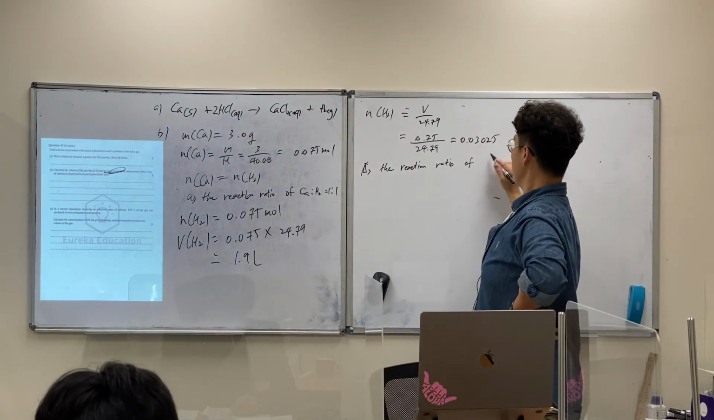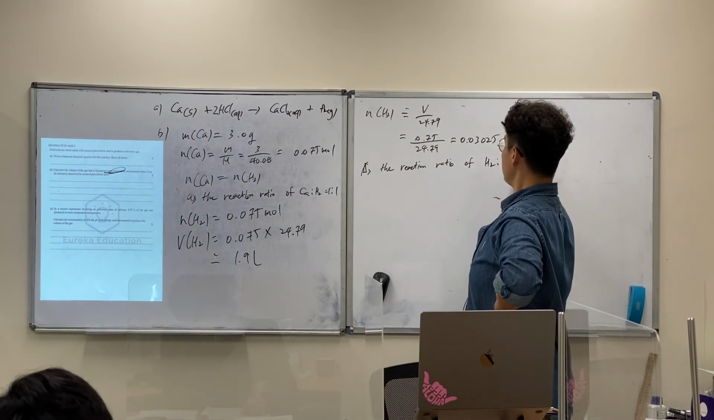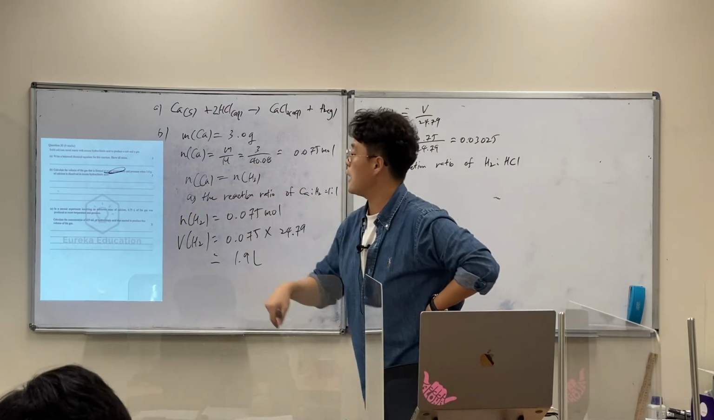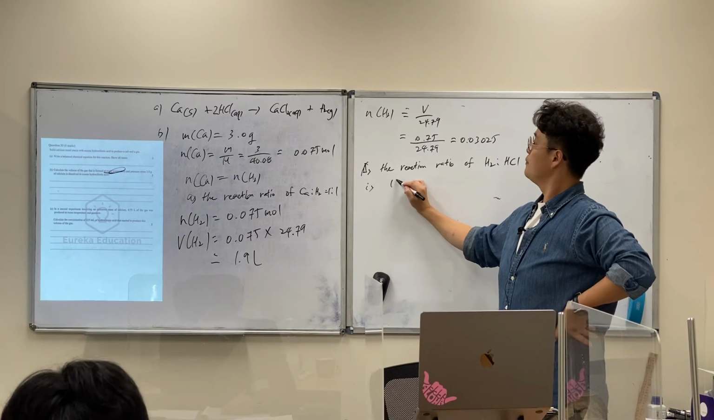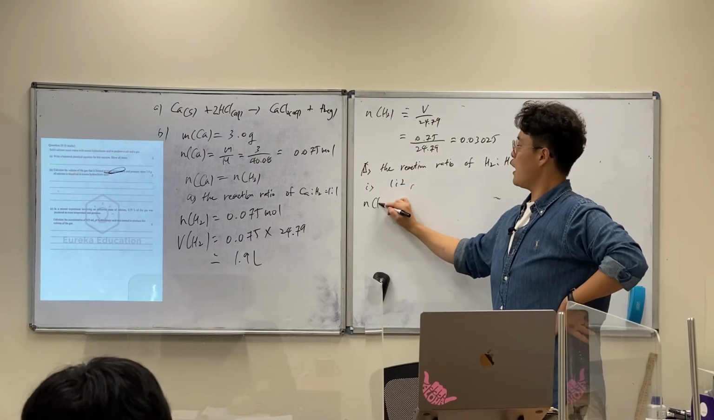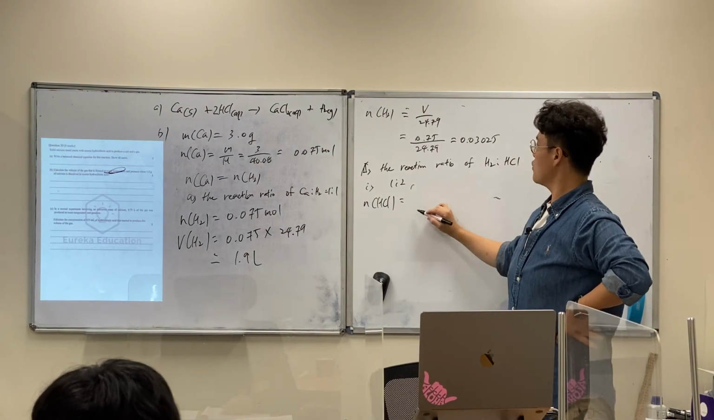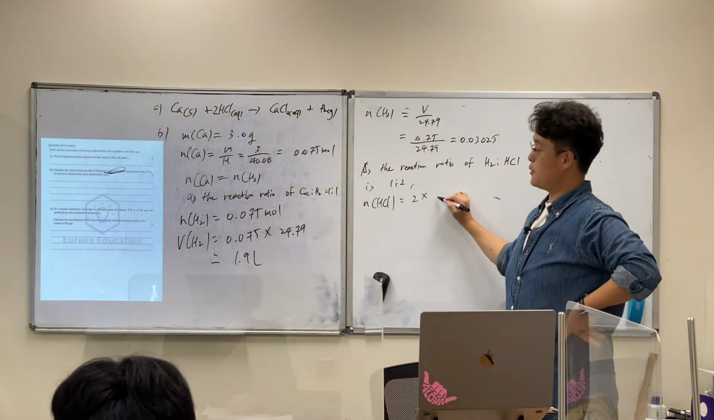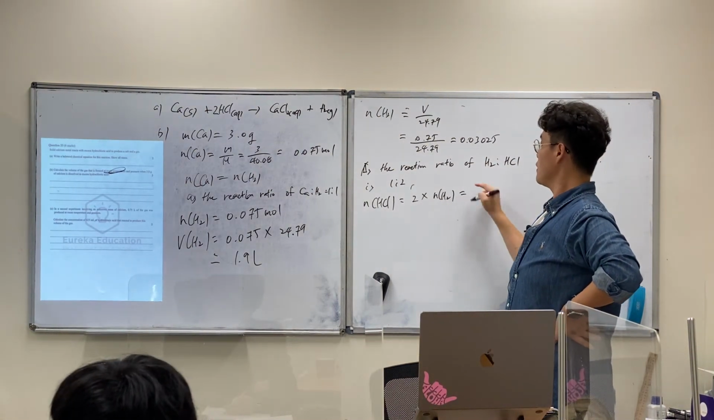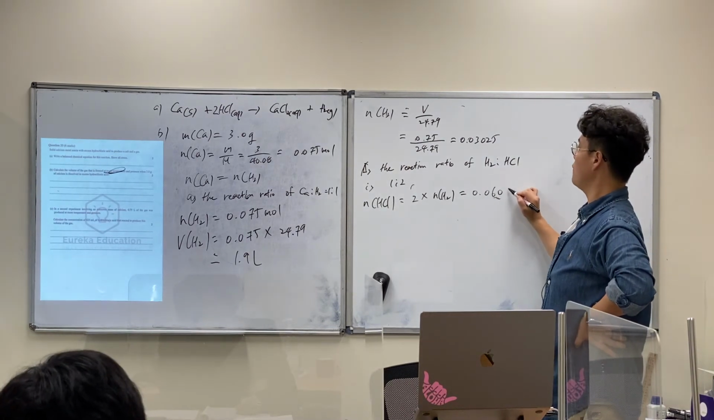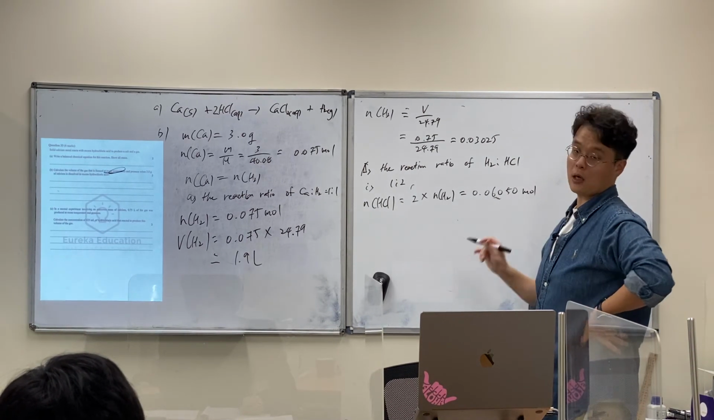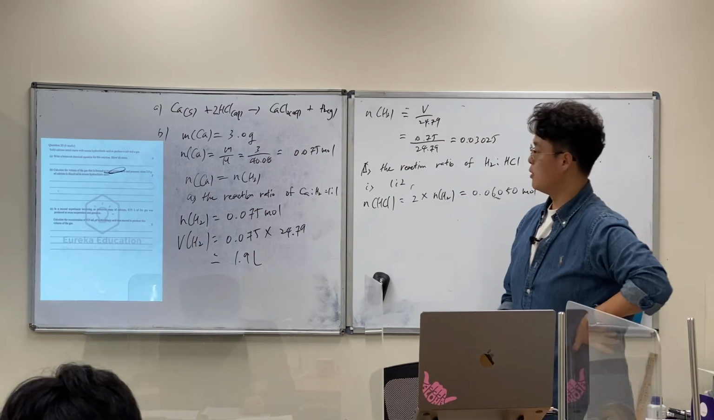Again, use the reaction ratio of H2 to HCl this time, as we need to find the HCl, which is 1:2. So HCl must be twice the n of H2, that is times 2 of that, so that will be 0.06050 mole. Got up to here? Yep. Good. Number of moles is given.